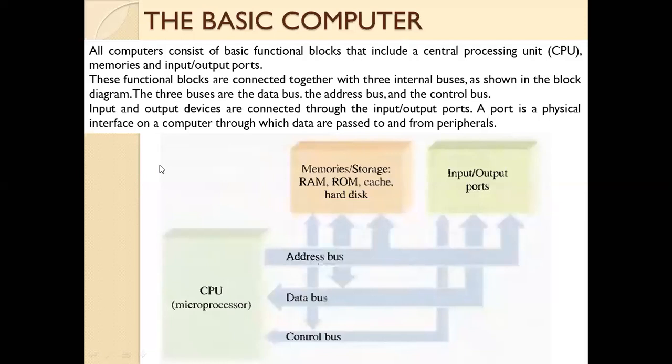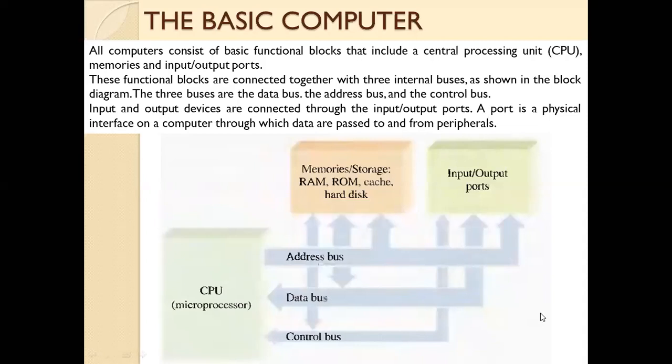Input and output devices are connected through the input-output ports. A port is a physical interface on a computer through which data are passed to and from peripherals. Peripherals are the input-output devices such as the keyboard, mouse, monitor, etc.